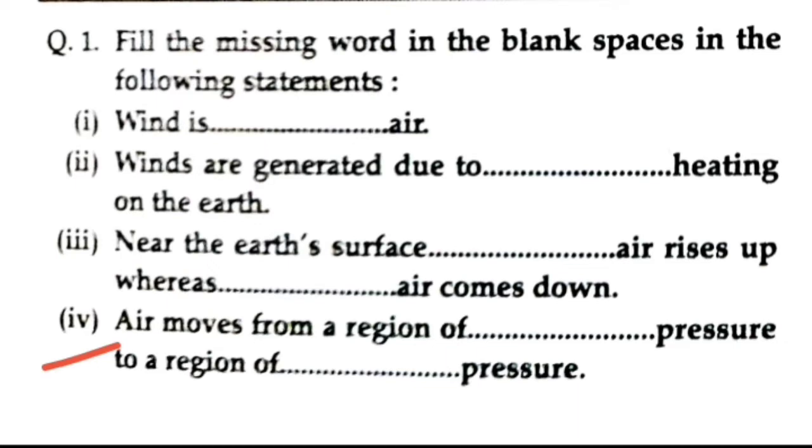Air moves from a region of dash pressure to a region of dash pressure. So in this also there are two blanks. Air moves from a region of high pressure to a region of low pressure. So in part 4, in the first blank you will write high pressure, that is high you have to fill, and in the second blank you have to fill low. So air moves from a region of high pressure to a region of low pressure.